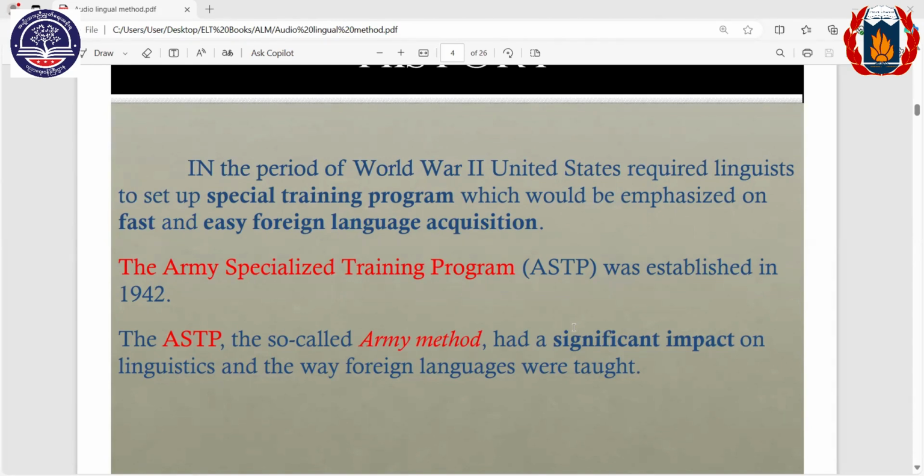Because in a war or in a battle, there are many soldiers who come from different countries and different backgrounds, right? That's why they need to know each other. They need to be able to communicate with each other. And the other requirement is to get information from the enemies. That's why the soldiers or the detectives, the responsible persons, need to learn the language of their enemies. So, in this way, that's why it is also called the Army method.